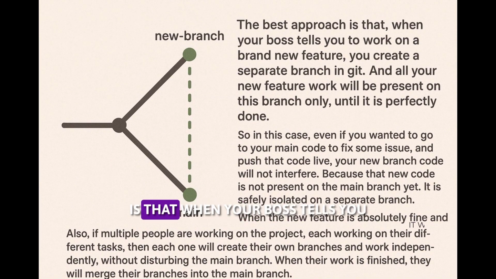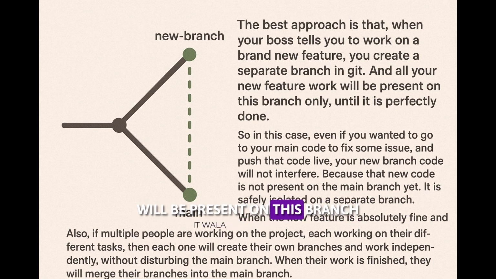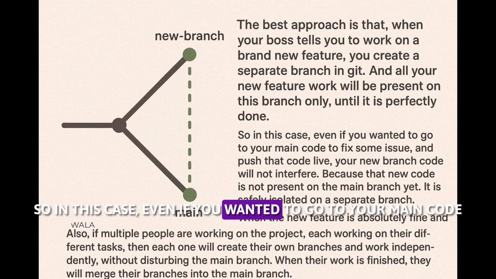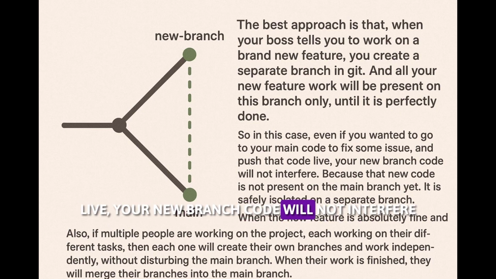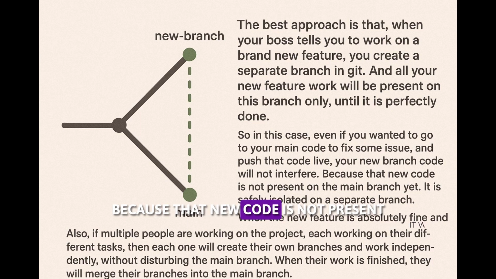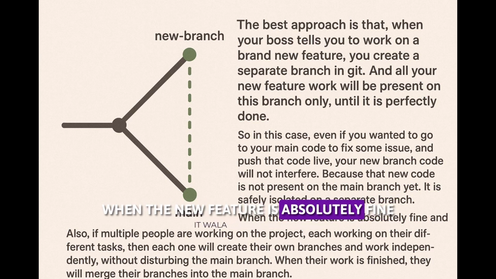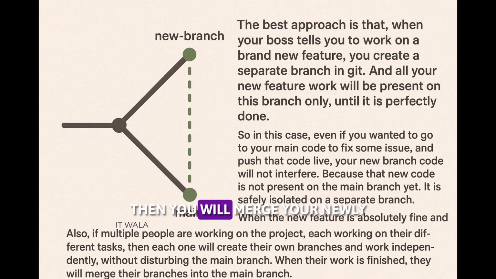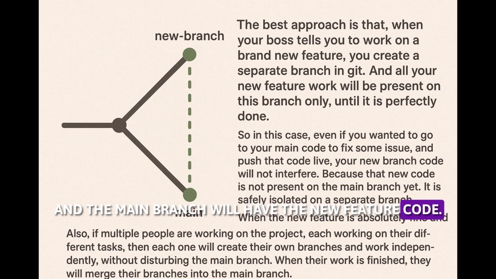The best approach is that, when your boss tells you to work on a brand new feature, you create a separate branch in Git. And all your new feature work will be present on this branch only, until it is perfectly done. So in this case, even if you wanted to go to your main code to fix some issue, and push that code live, your new branch code will not interfere. Because that new code is not present on the main branch yet. It is safely isolated on a separate branch. When the new feature is absolutely fine and is ready to go live, then you will merge your newly created branch into the main branch, and the main branch will have the new feature code.